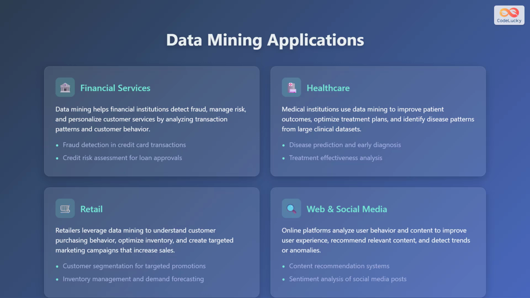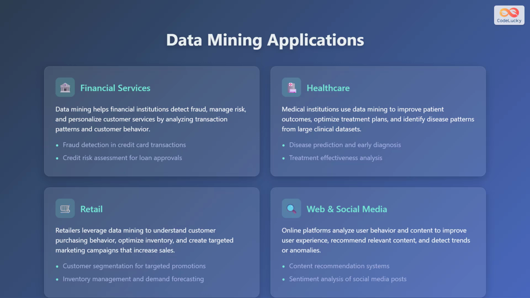Let's explore some real-world applications of data mining. In financial services, data mining helps financial institutions detect fraud, manage risk, and personalize customer services by analyzing transaction patterns and customer behavior. Examples include fraud detection in credit card transactions and credit risk assessment for loan approvals.